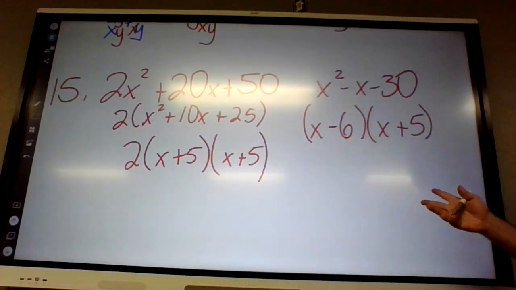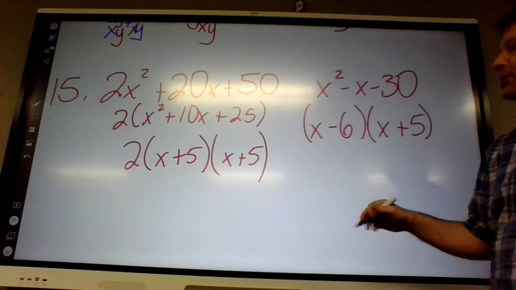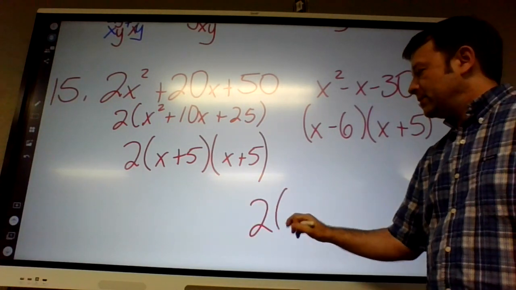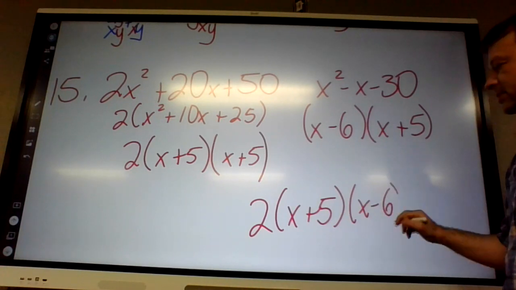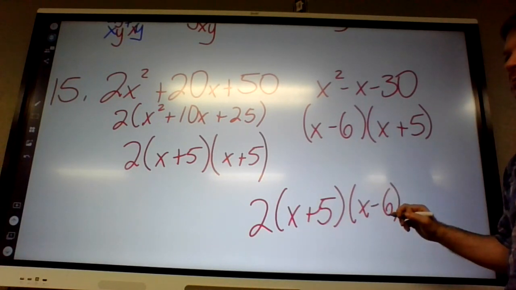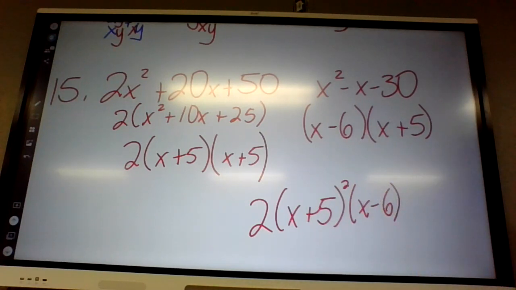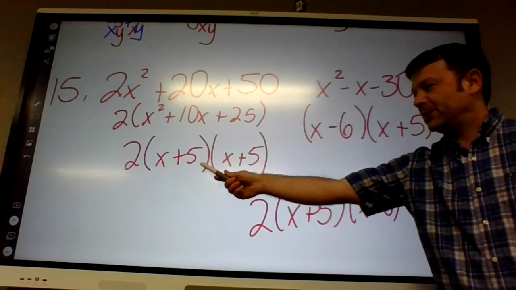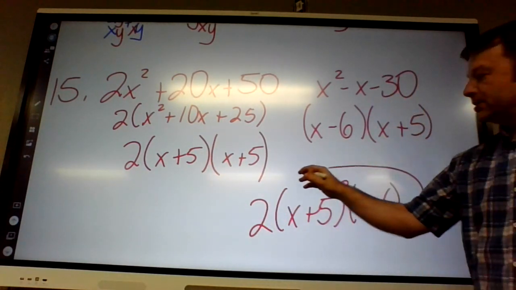Okay, now this is the tricky part. What's the common multiple? What do they both go into? Okay. X minus 6. Did I do something wrong? X plus 5, squared. Yeah. For this to go into it, we need at least 2 of these, right? Yes. So that is good job. You guys did well.